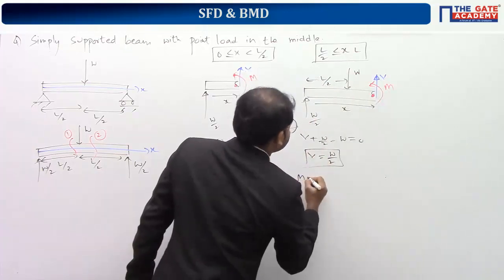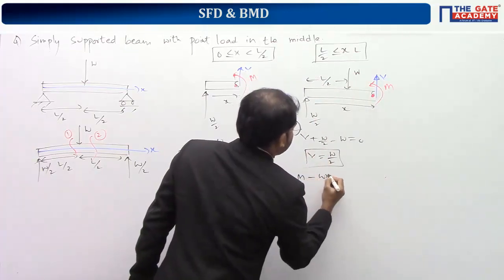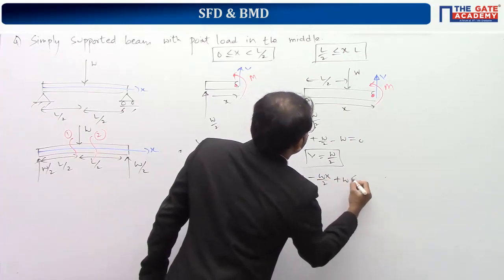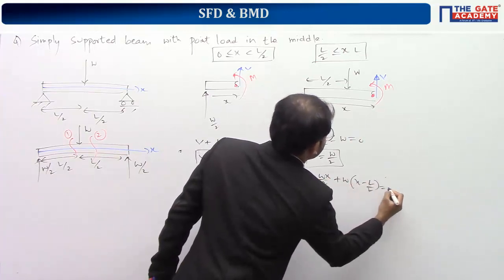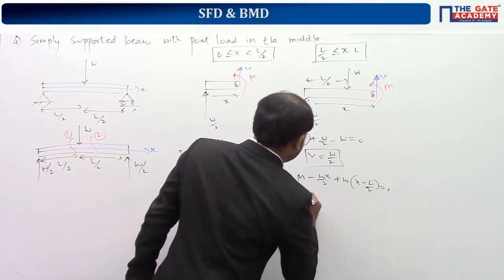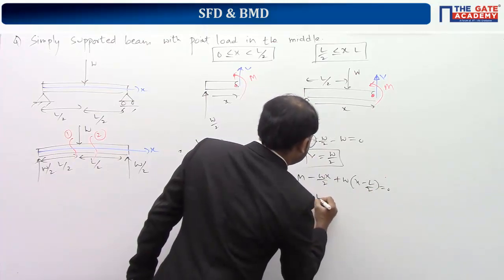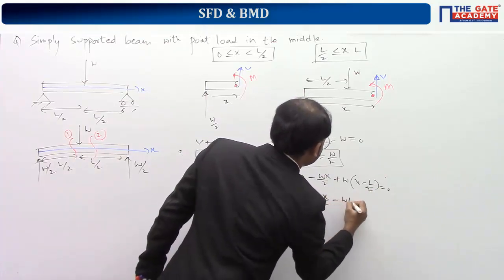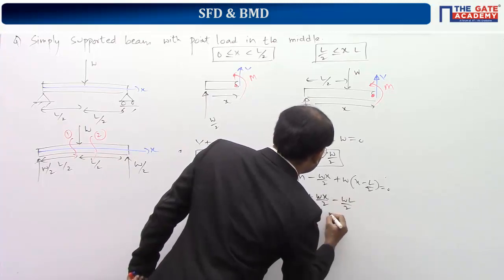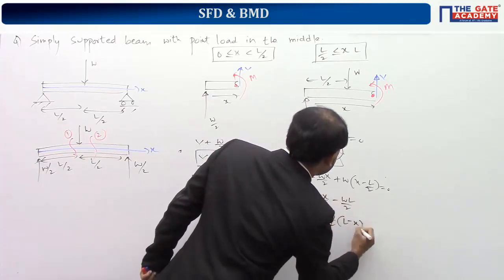M comes out to be: M minus W x by 2 plus W into (x minus L by 2) is equal to 0. So M plus W x by 2 minus W L by 2, M comes out to be W by 2 into (L minus x).